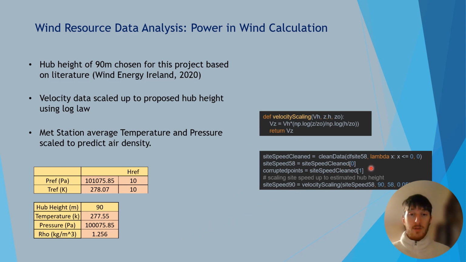So I've called it here for the site data. I got the average then of the met station pressures and temperatures, and I scaled them up to the hub height to predict the air density using the equations that I showed earlier.